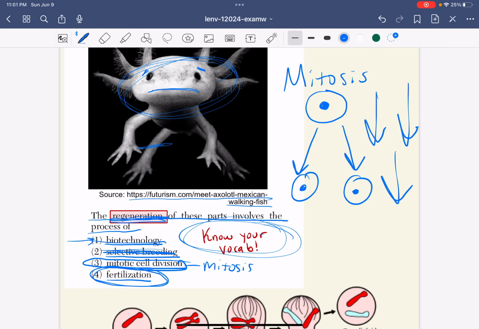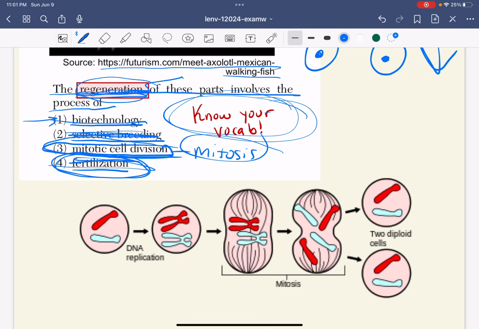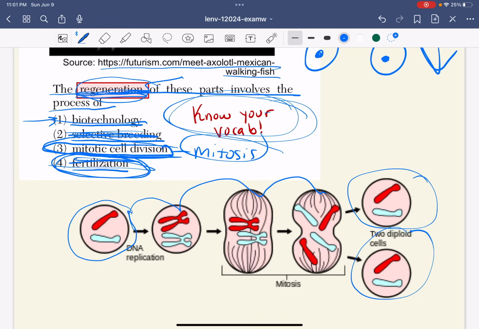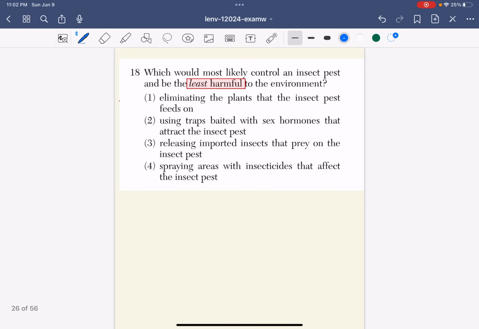Fertilization is when the sperm and egg meet. That is not what's happening here. What's happening here is regeneration, which is growth and repair, and that happens with mitosis. And I have a picture here of just cell division. You have your cell, and after specific steps, you end up with two daughter cells with the same amount of DNA. So if you started with 2 with the parent cell, you're going to end with 2 with the daughter cells, because you don't want a mutation. All right, let's move on to number 18.